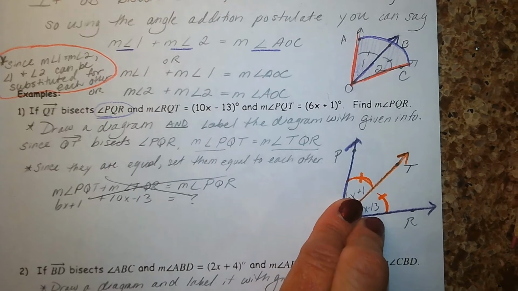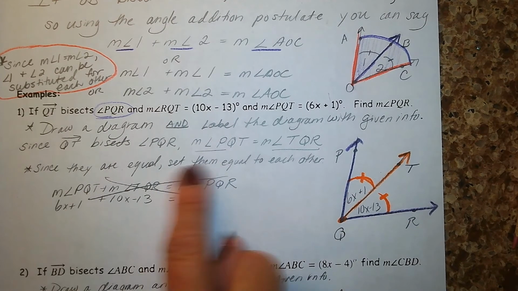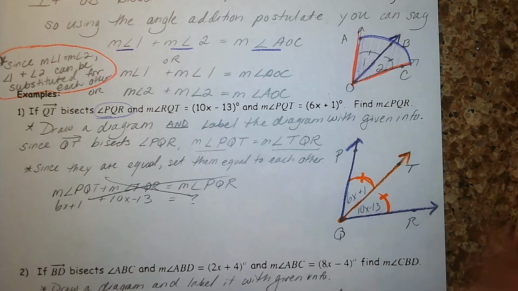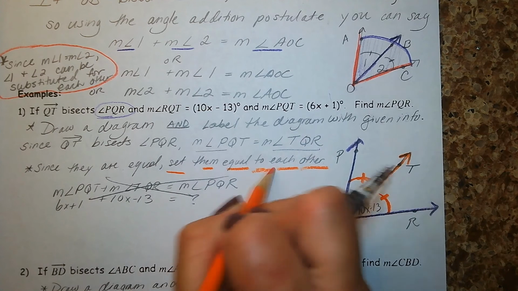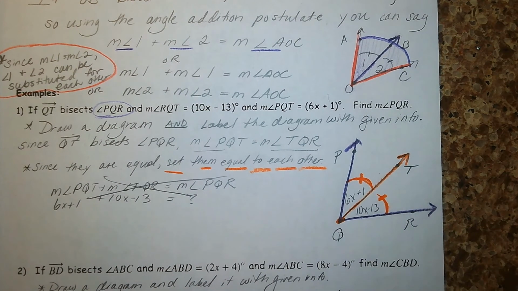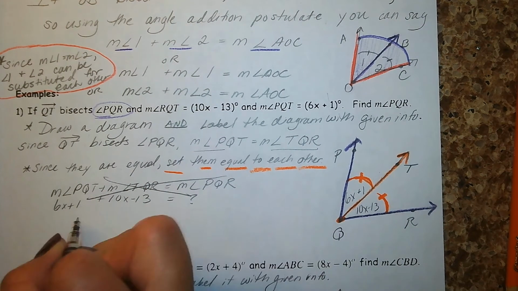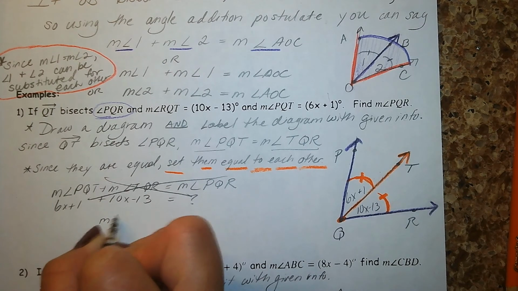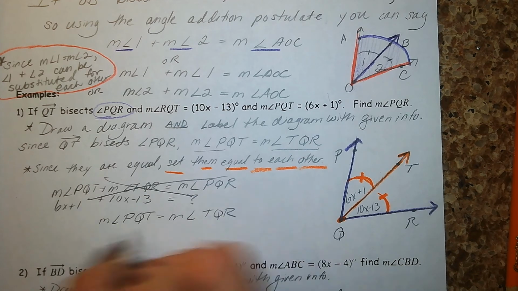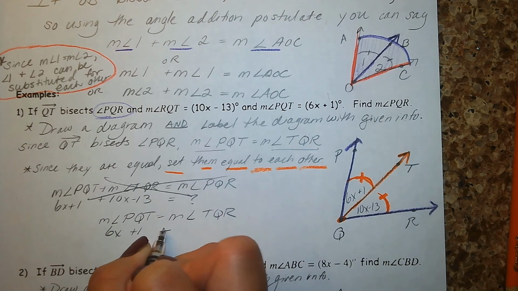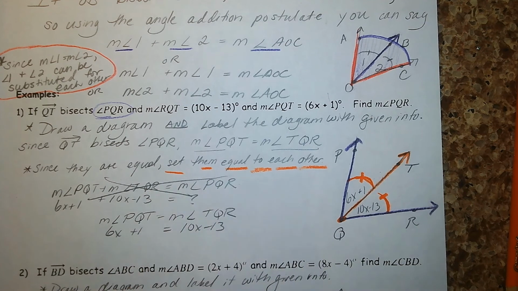Now we know they're equal. So since they're equal, we're just going to set them equal to each other. That's really important right there. That's all we're going to do. We know that the measure of angle PQT is equal to the measure of angle TQR. So we are going to say 6x plus 1 is equal to 10x minus 13.